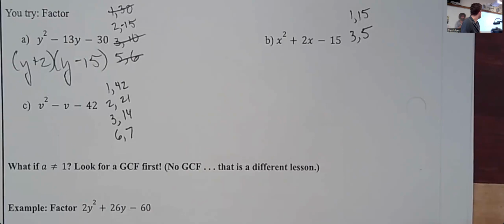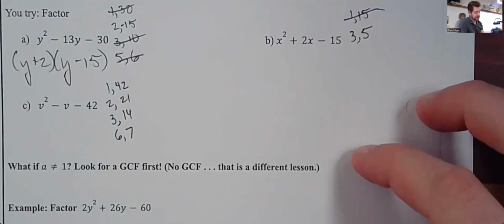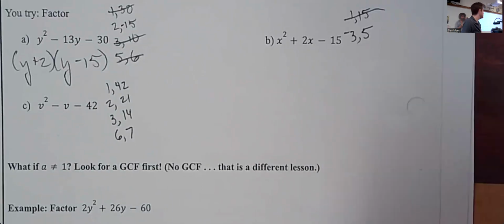B? 1 and 15 or 3 and 5? 3 and 5. Which one gets the negative? 3. By the way, some of you might already have recognized this, but the answer for the addition is always going to be the difference between the two factors. The difference between 2 and 15 is 13. The difference between 3 and 5 is 2. That will always be the case as long as C is negative. If you have a positive and a negative factor, the result in the middle is always going to be the difference between the two factors.